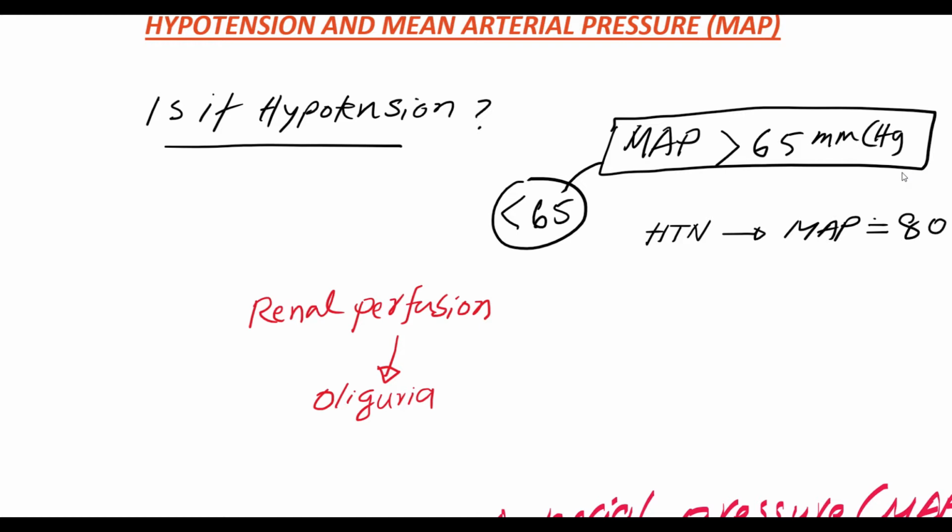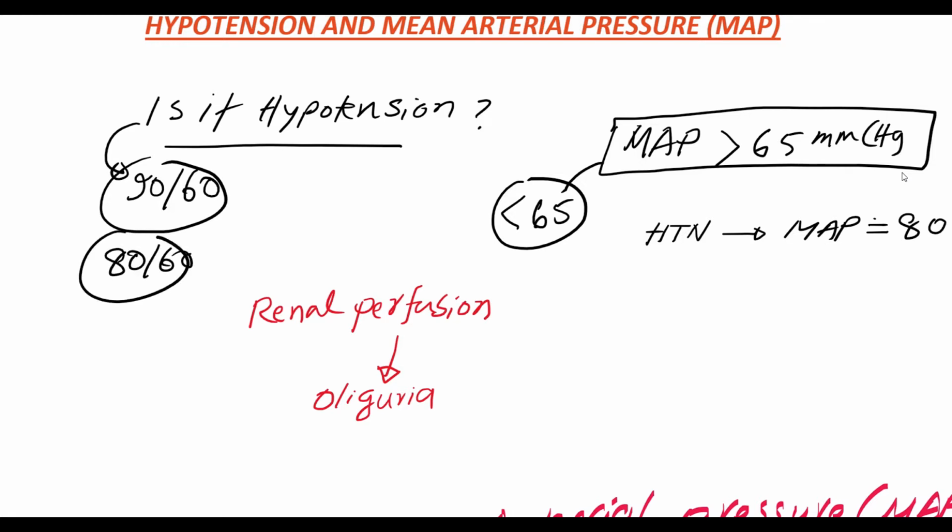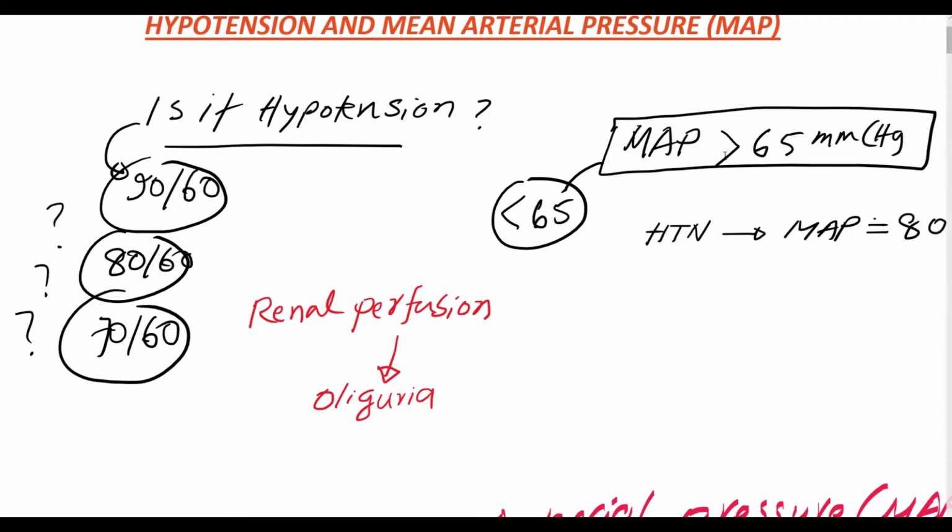Say you have found that the patient's blood pressure is 90 by 60. So is it hypotension? Or you may find that blood pressure is 80 by 60. Is it hypotension? Or 70 by 60. Is it hypotension? Which one is hypotension? So to make a clear conception, we should know the mean arterial pressure.